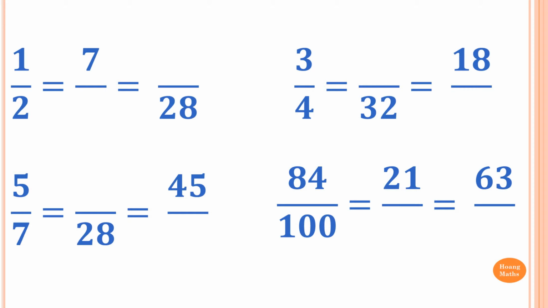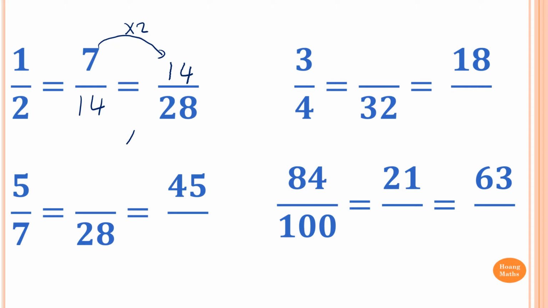1 over 2 is equal to 7 over something. So to get from 1 to 7, we times this by 7. So therefore, 2 times 7 is 14. Now to get to 28, we can see that from 14 to 28 is times 2. So therefore, we times 2 from this number as well. So 7 times 2 is 14.